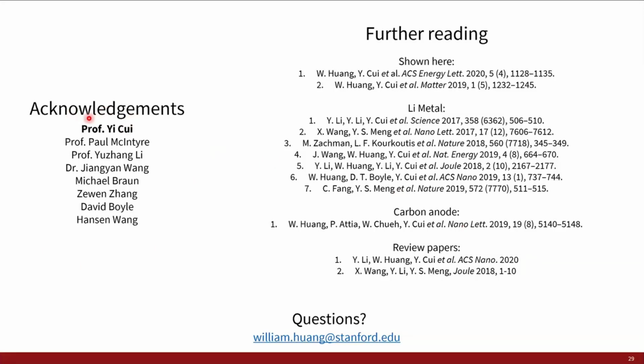And if you're interested in reading more about this field, cryo-TEM for batteries and just material science in general, these are a few suggested papers that I would recommend. These two works are those I described here. For lithium metal, there's a very good body of literature, both by our group and others in the field. And for just a general introduction to the field, these two review papers are very good resources.